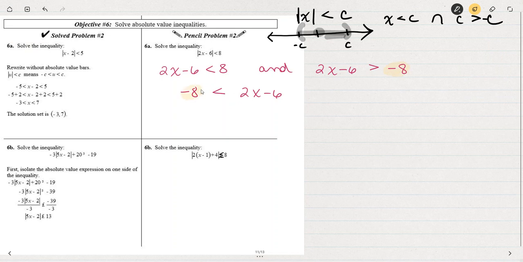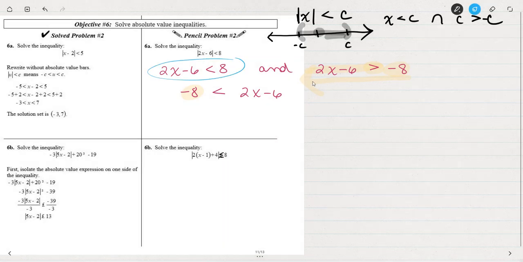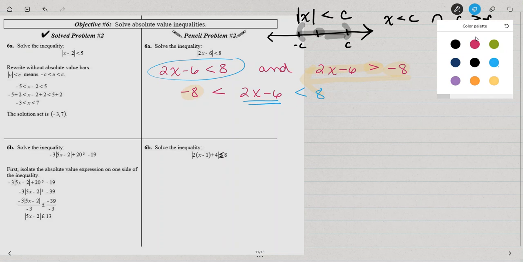Negative 8, reading it from backwards now, less than 2x minus 6. And then the 2x minus 6, it's already there, less than 8. So we're putting this 2x minus 6 sandwiched between the negative 8 and the 8. From there, you'd want to solve the inequality.